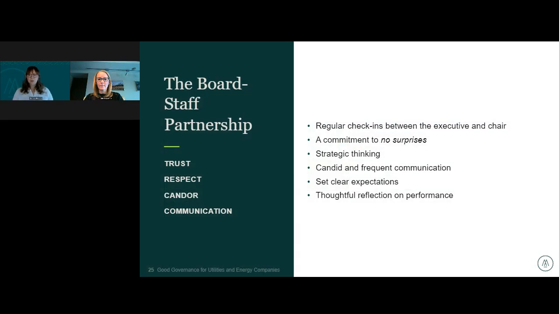The board staff partnership is really, really important to the success of any organization. And that is very much founded in these four principles of trust, respect, candor, and communication. If we do not have those between the executive and the board, and particularly the individual that's in the board chair seat, it's going to be really difficult to get our strategic goals accomplished. So we recommend regular check-ins, that both sides are committed to no surprises. The board should never be in a full board meeting where something is a huge surprise.